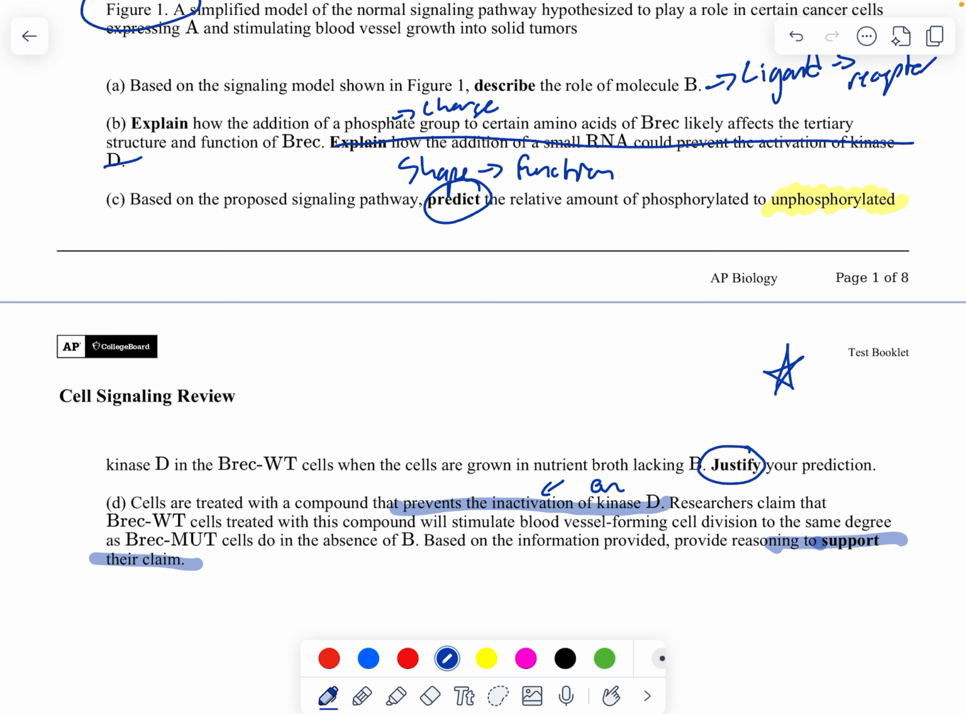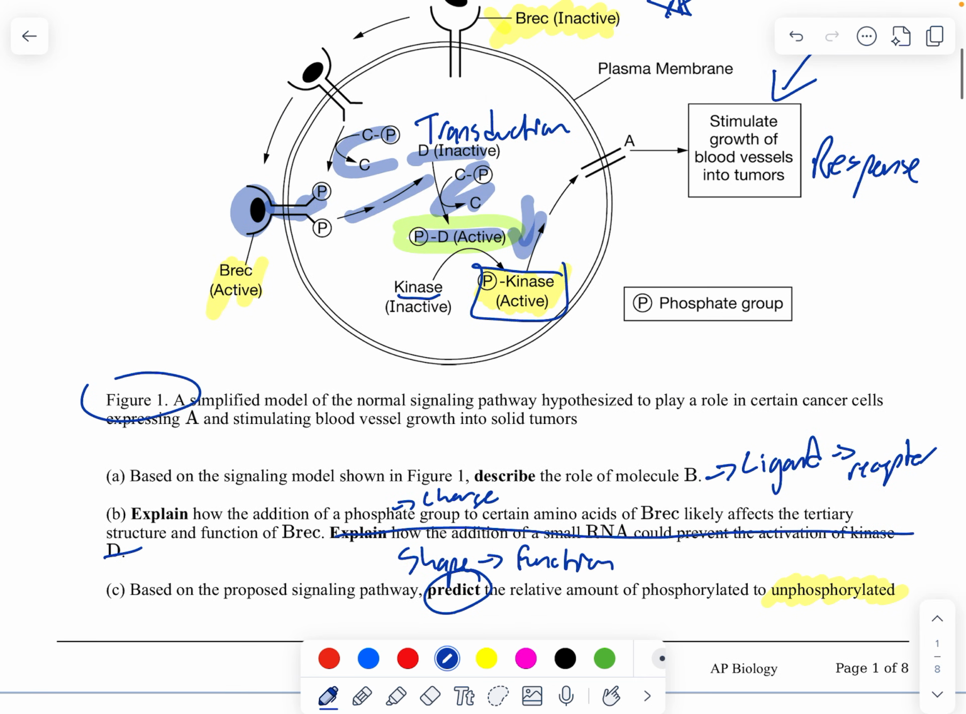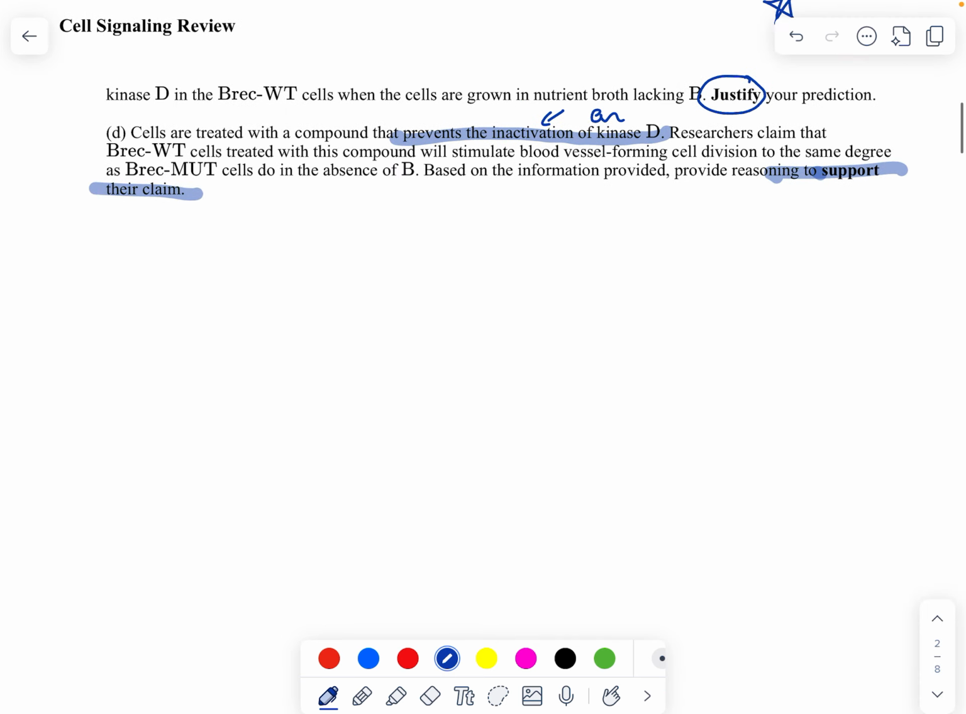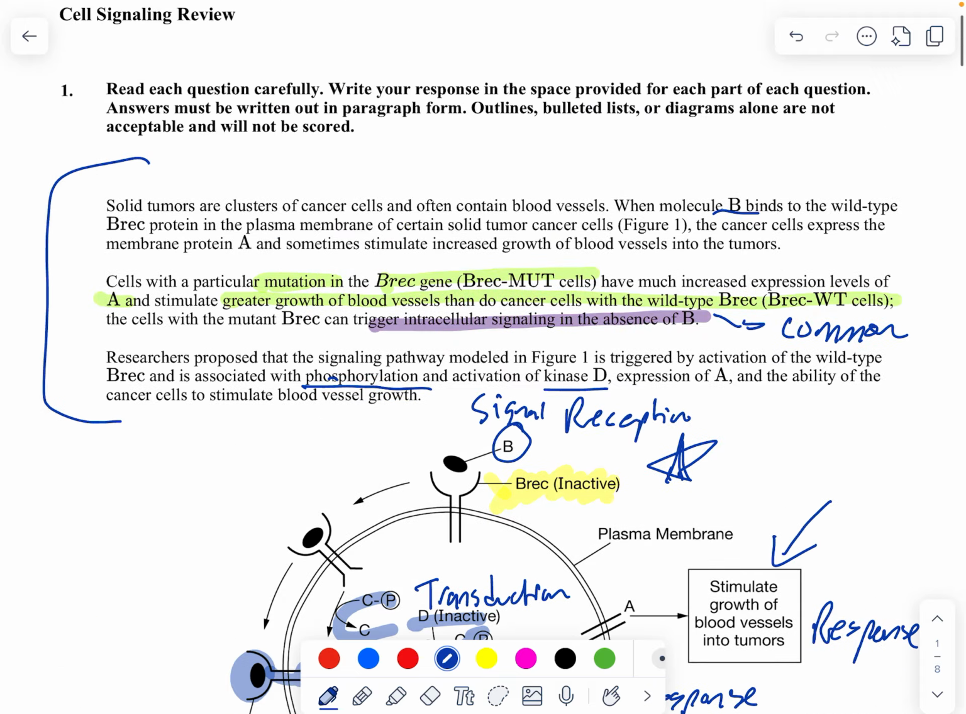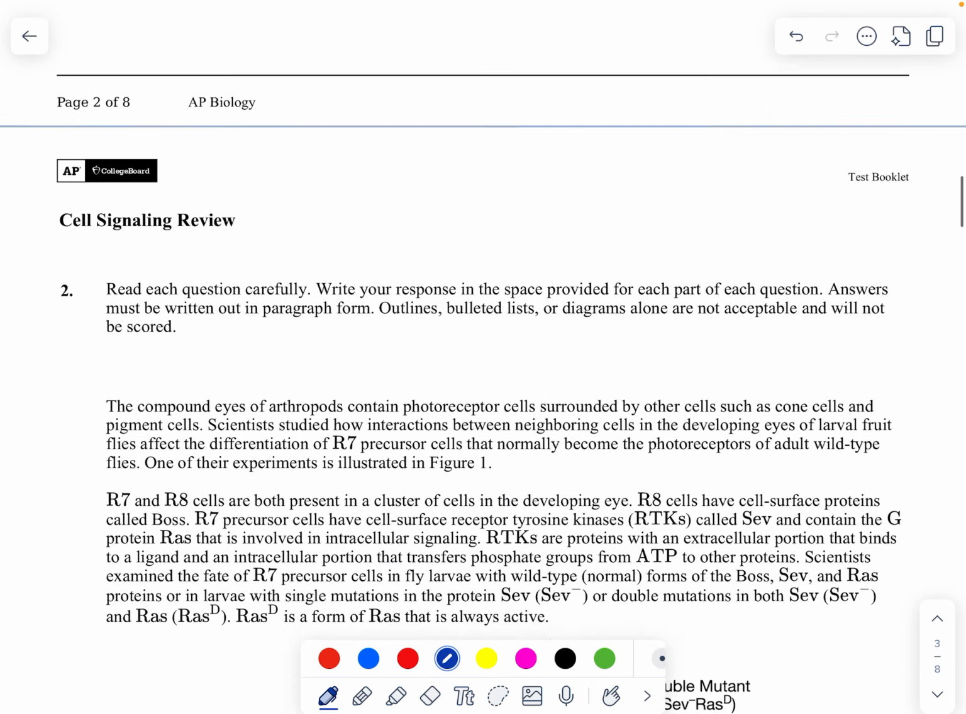Researchers' claim is correct because since kinase D is always on, it will lead to the phosphorylation of this kinase and then thereby creating the response. So this part of the cell signal transduction pathway is always on, thereby everything afterwards continues. And so the continuous expression of A will stimulate blood vessel forming cell division by both types of cells. So that's just one example of a longer response question.